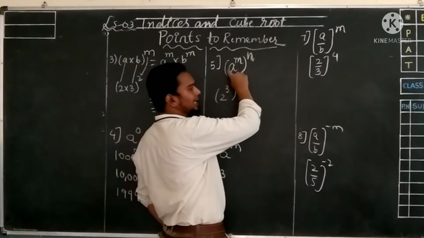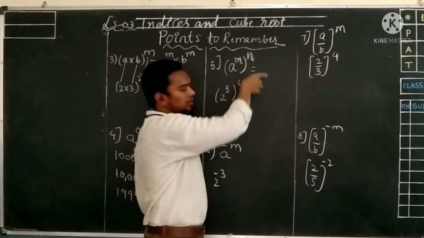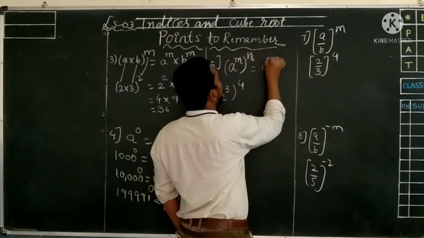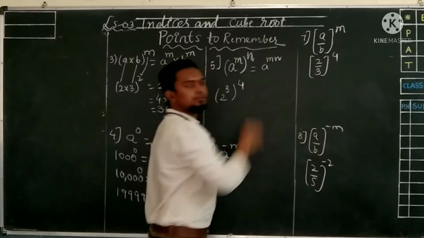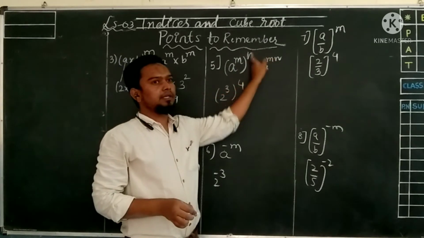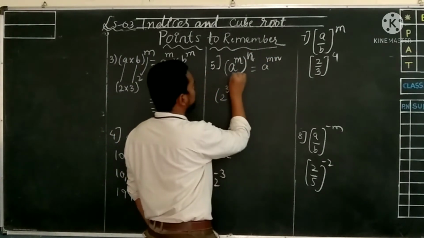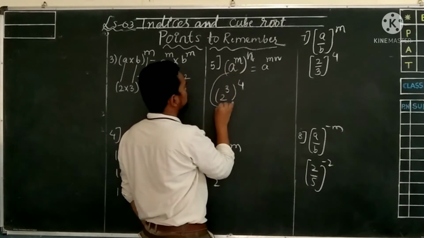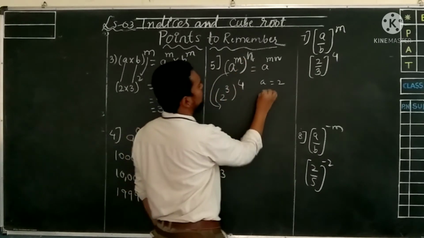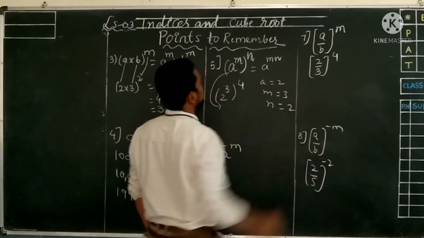A to the power of m, whole to the power of n, is a to the power of m into n, a^(mn). Therefore, here a is given. A is how much? A is 2. Next, m is given. M is equal to 3. And n is equal to 2.